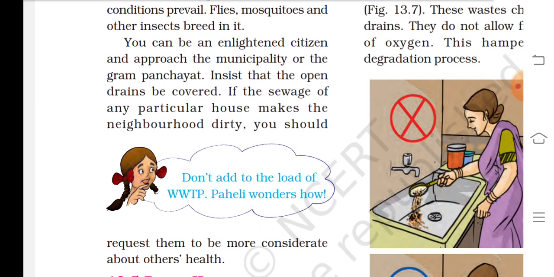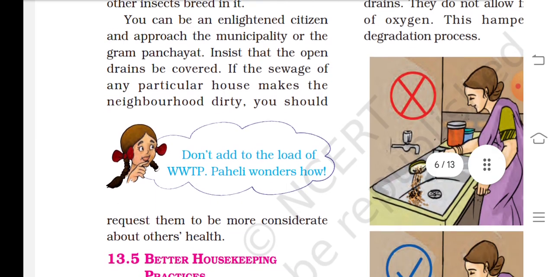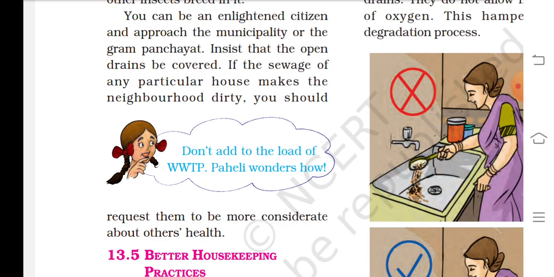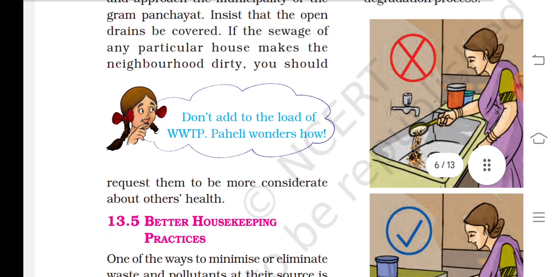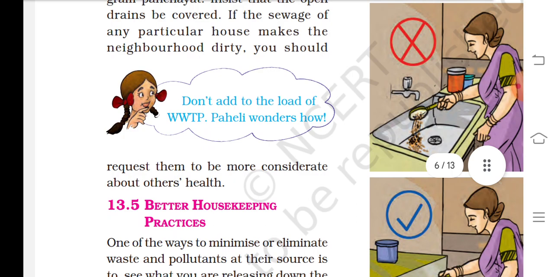You can be an intelligent citizen and approach the municipality or the gram panchayat. Insist that the open drain be covered if the sewage of any particular house makes a nuisance.